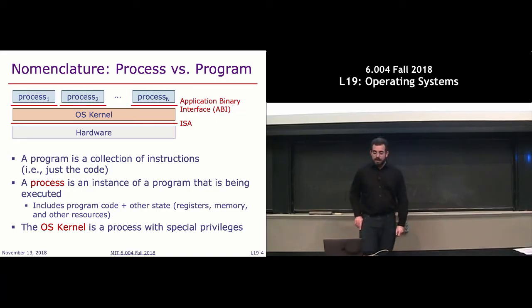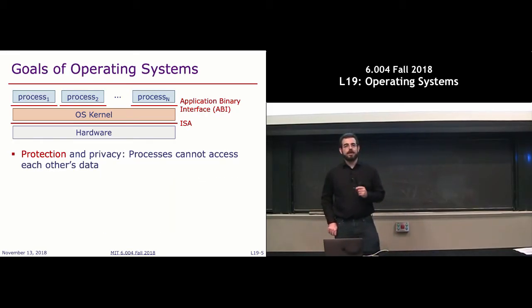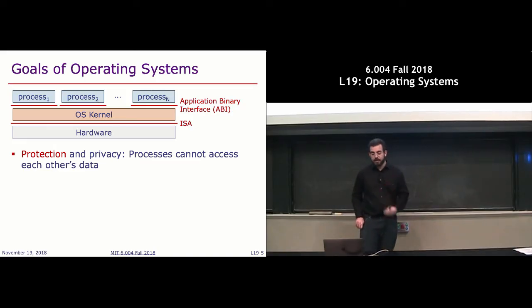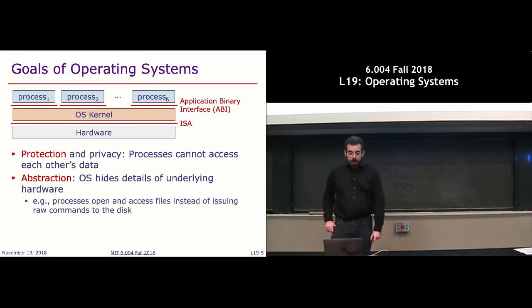Okay? All right. So there are three key reasons why we want to have operating systems. There are three key benefits that we get when we introduce an operating system. The first one is protection and privacy. So you're going to have multiple processes here. These processes don't necessarily trust each other. They might be malicious, they might be buggy, and so you do not want these processes to interfere with each other. And so one of the most basic things that the operating system does is protect processes from each other. Make it so that each process is isolated and can only access its own data, but not data from other processes.